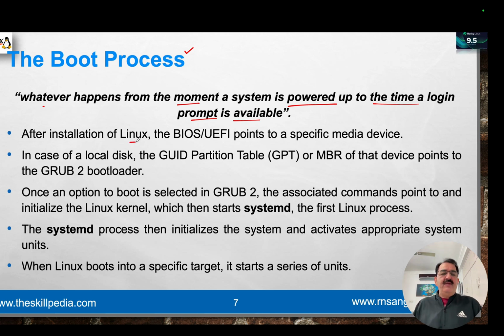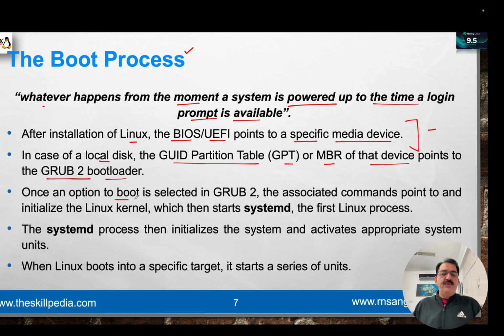After installation of Linux, the BIOS or UEFI points to a specific media device. Think of it as a disk. In case of a local disk, the GUID partition table or GPT or MBR of that device points to the GRUB2 bootloader. The loader is responsible for loading the operating system.